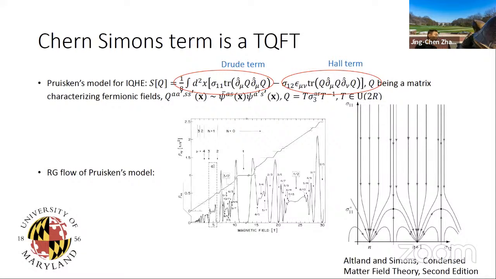People have come up with a lot of theory to explain that. One commonly used one is Pruisken's model for the integer quantum Hall effect, which has the action like this. The first term is the Drude term, which explains the linear growth of the Hall conductivity along the electric field. The second term is the Hall term, which explains the Hall plateaus in the integer quantum Hall effect. That epsilon, is that like a Levi-Civita tensor? Yes, the Levi-Civita tensor. Yes, yes.